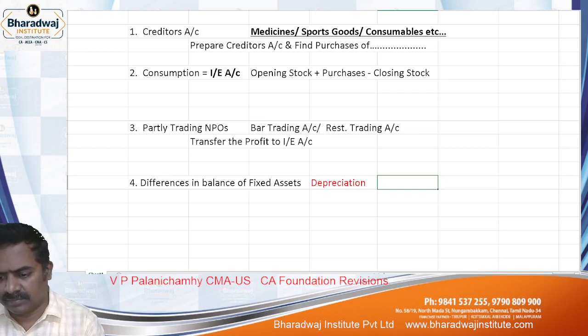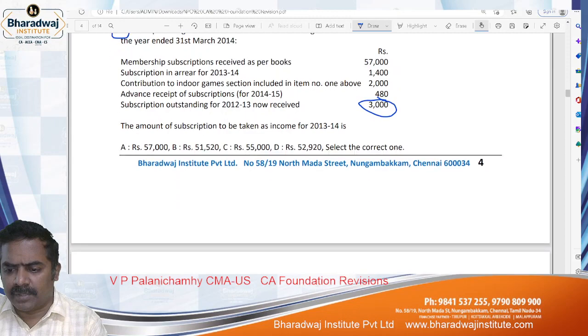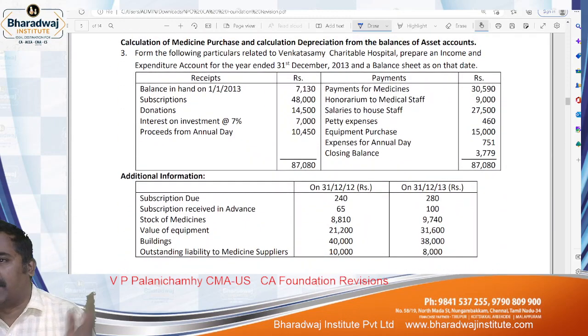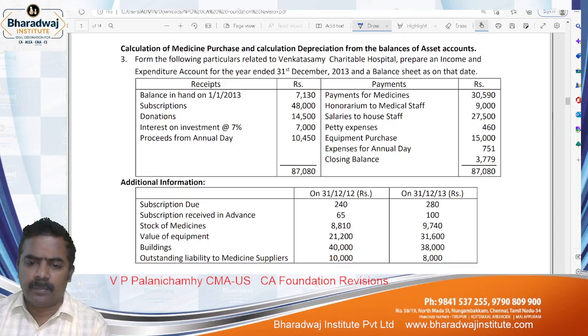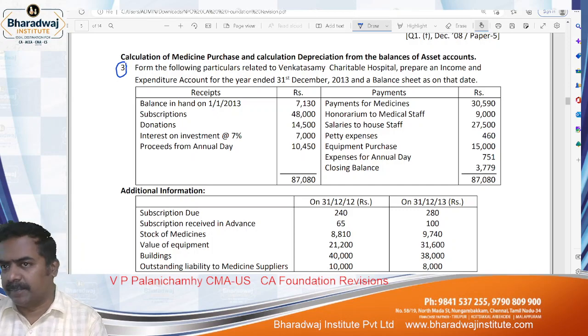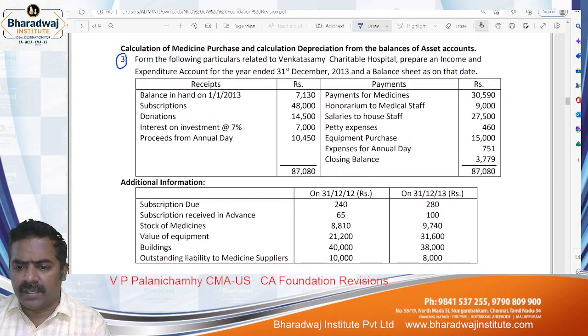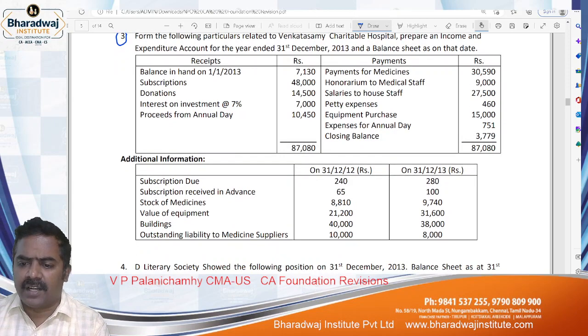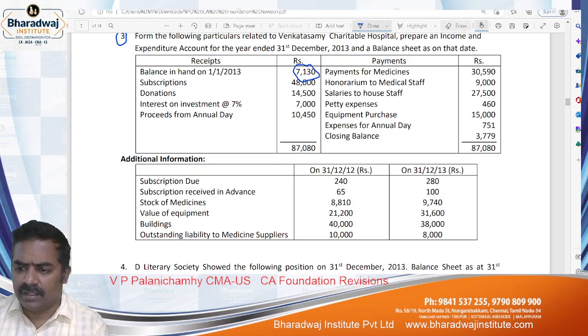Shall we? Now, your examination question starts. Whatever we have done so far is fundamental for solving a lengthy problem. Pay attention. This kind of 10-mark question is tested in every typical examination. From the following particulars, a hospital prepares an income and expenditure account as well as a balance sheet. Opening balance in hand, is it an asset or an expense? Asset. So this opening balance is an asset.